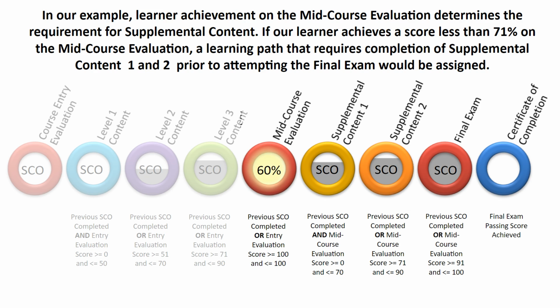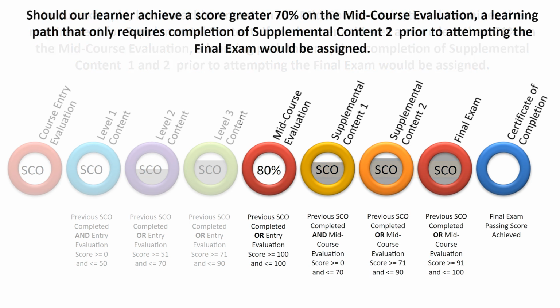If our learner achieves a score less than 71% on the mid-course evaluation, a learning path that requires completion of supplemental content 1 and 2 prior to attempting the final exam would be assigned. If our learner attained a score greater than 70% on the mid-course evaluation, only supplemental content 2 would need to be completed prior to attempting the final exam.